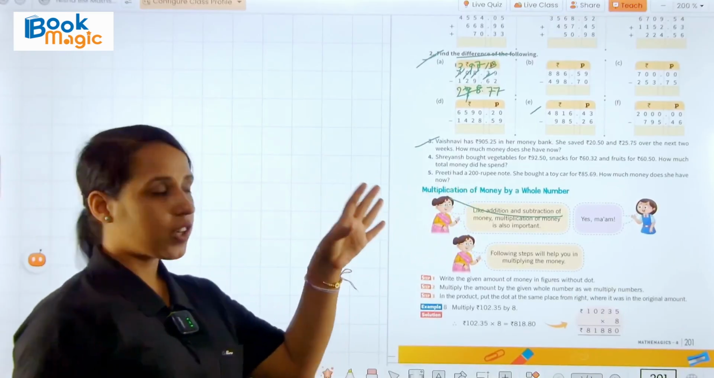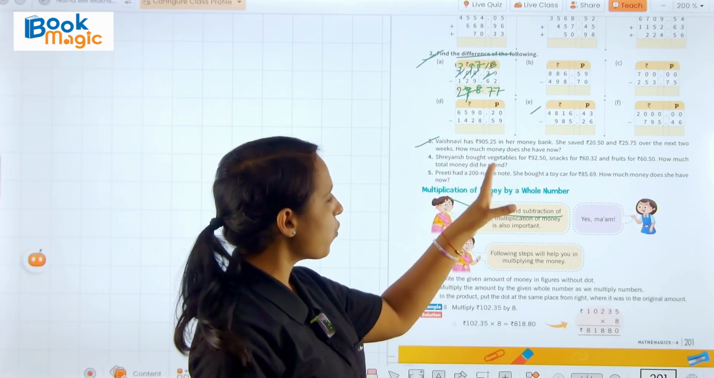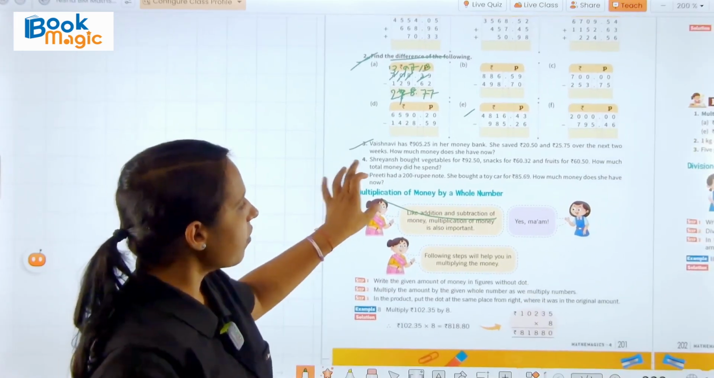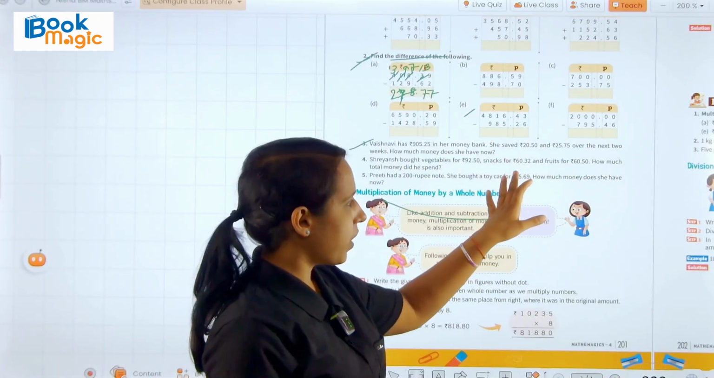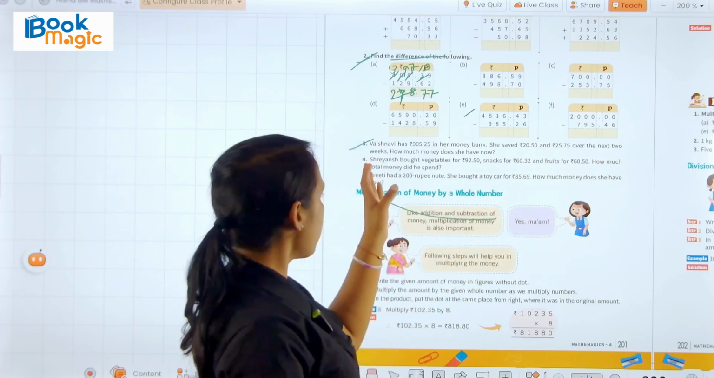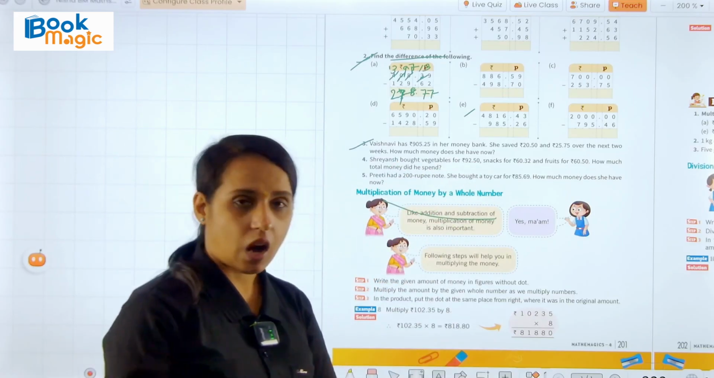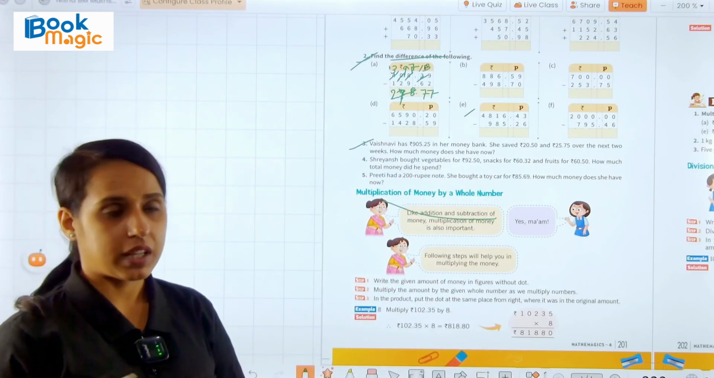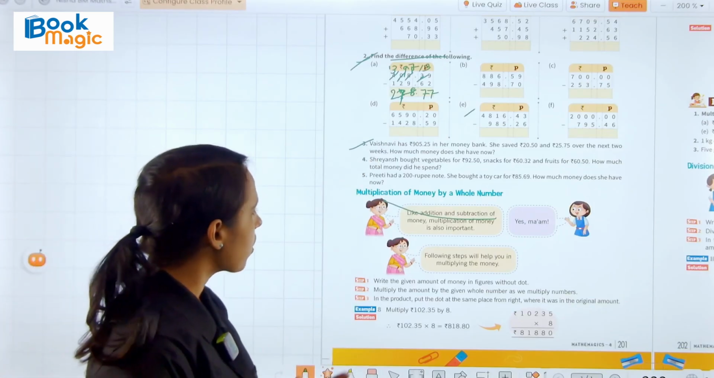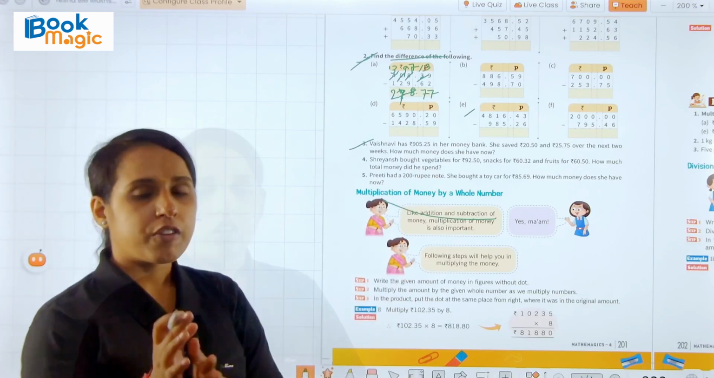So question number 3 is, Vaishnavi has 905.25 rupees in her money bank. She saved 20.50 rupees and 25.75 rupees over the next 2 weeks. And how much money does she have now? अब हमें बताना है कि उसके पास अब कितनी मनी है. So यहाँ दिया है कि वैष्णवी के पास उसके मनी बैंक में पहले 905.25 रुपीस थे.